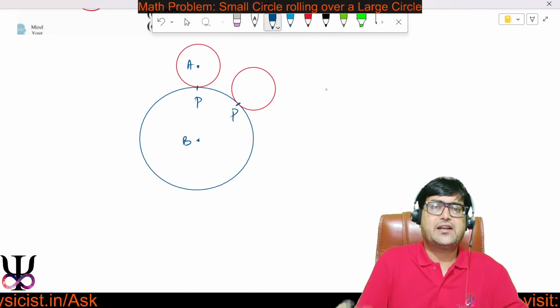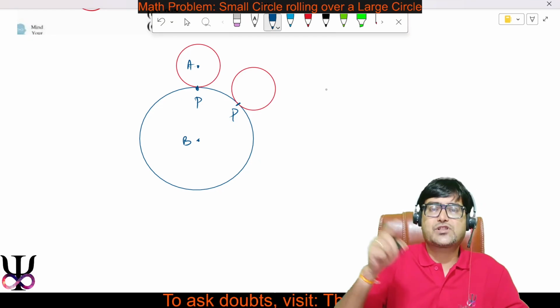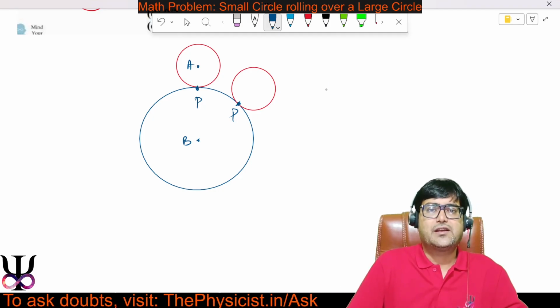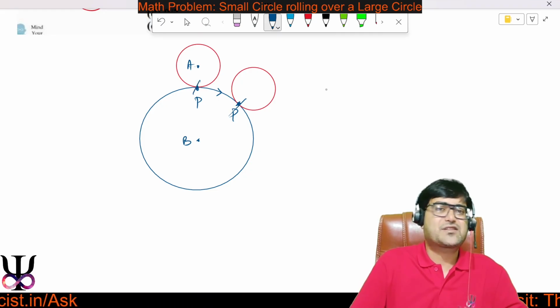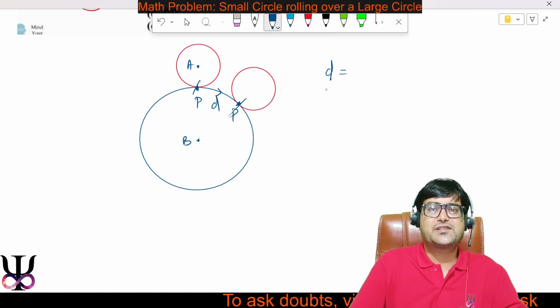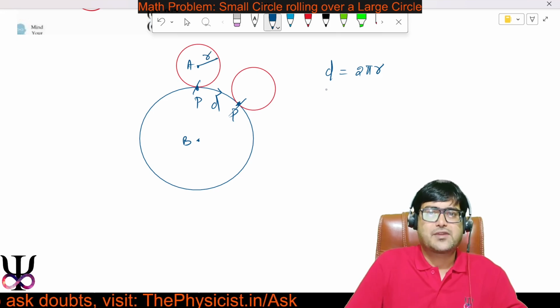Right? There are infinitely many points on the circumference of circle A, but we are talking about just one specific point of contact, which was the initial point of contact. In one full rotation, point P would have come back this distance, right? And what is this distance? This distance is the same as the circumference of the circle. Let's call this distance d. So d is equal to 2 pi times r, which is the radius of circle A, right?